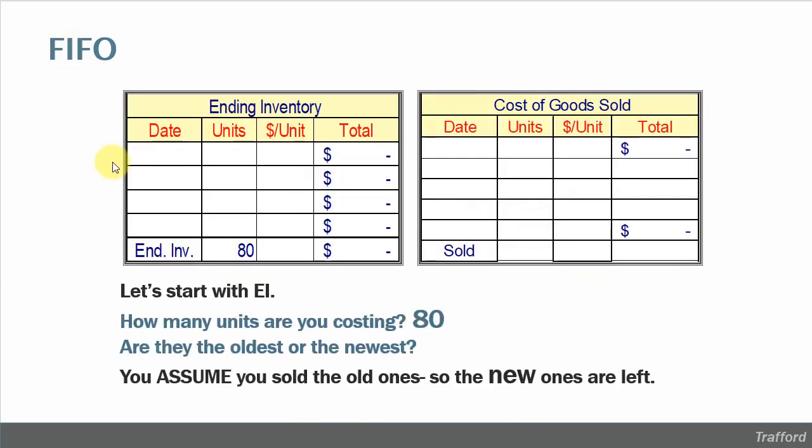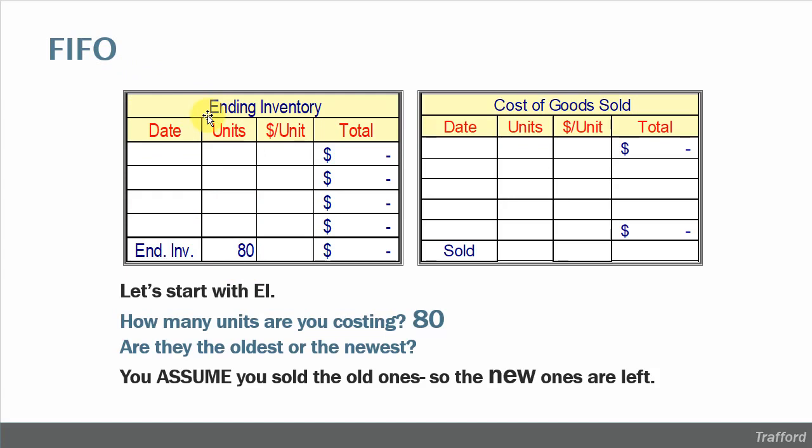So here are those same little blank schedules that we'll be filling in. I like to have a little talk with myself when I'm doing these things. So in this case, we're going to start by computing the cost of ending inventory under FIFO. I always ask myself, how many units? Well, we know that's 80. And then this question, should they be the oldest or the newest units? This is FIFO ending inventory.